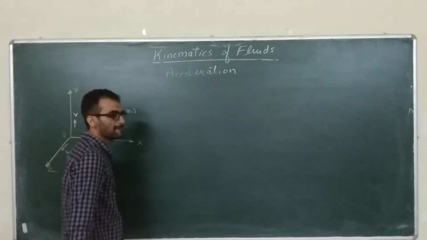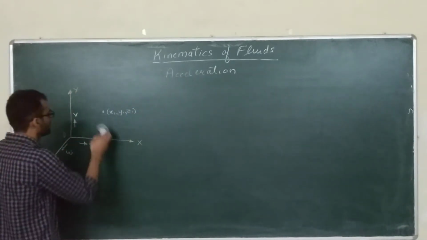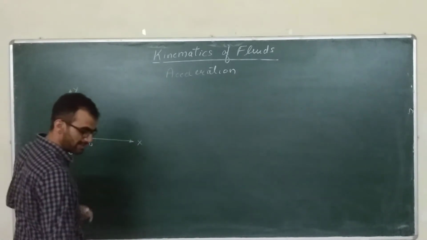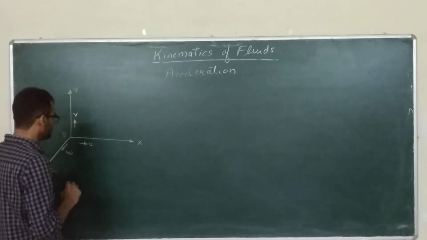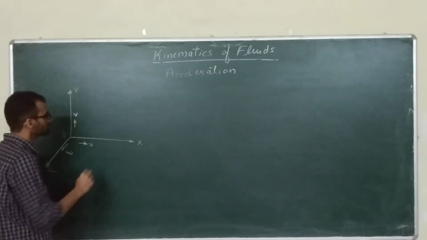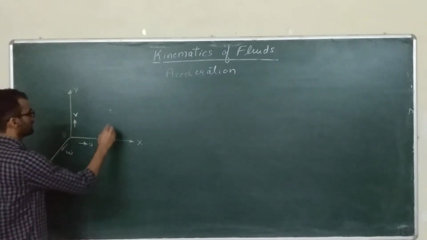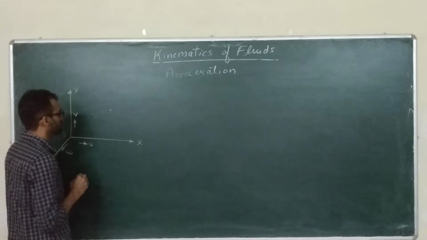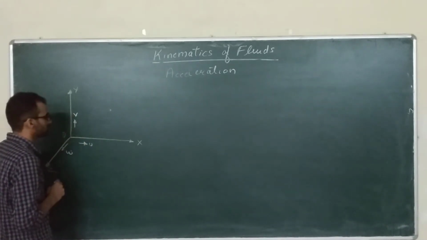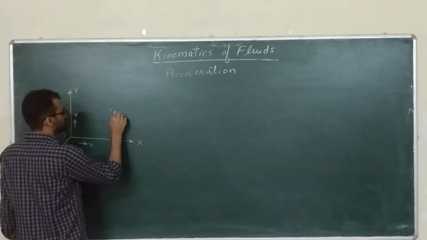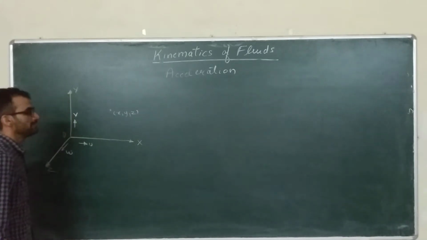Now let's say in the same example, we will consider the same three-dimensional flow field. In this three-dimensional flow field, let's say we are here. This is the point of measurement of velocity. Now we will consider what is happening in a time delta t. Let's say its coordinates are x, y, z.